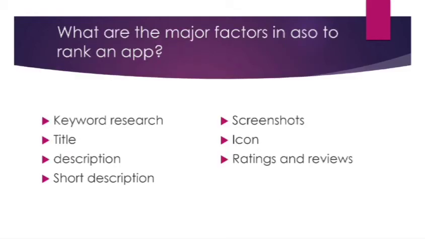Our next topic is what are the major factors in ASO to rank an app. The first one is keyword search, then title, description, short description, screenshots, icons, ratings and reviews. We will explain each topic in detail in our next videos.